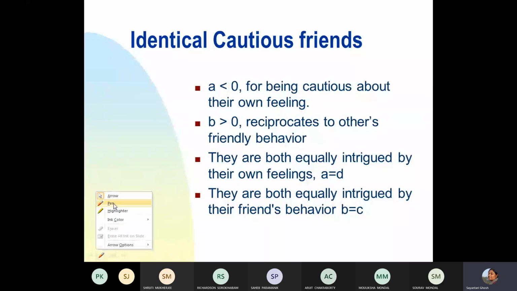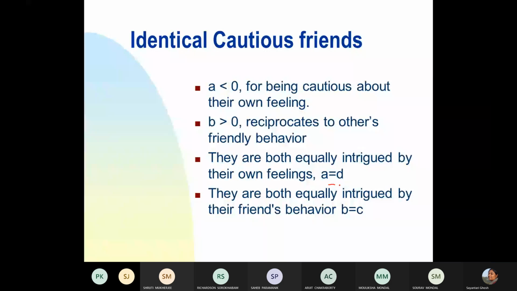So A is going to be equal to D. If you just write these equations, dx/dt is equal to ax plus by and dy/dt is equal to cx plus dy, then A and D are basically a reflection of their own behavior, and B and C are the coupling terms, a reflection from the other side. So if they are identical, that means B is equal to C and A is equal to D.